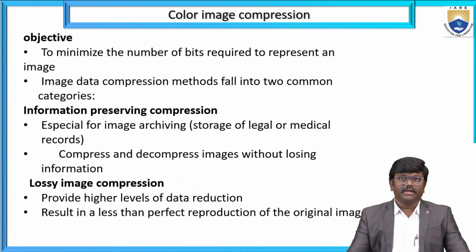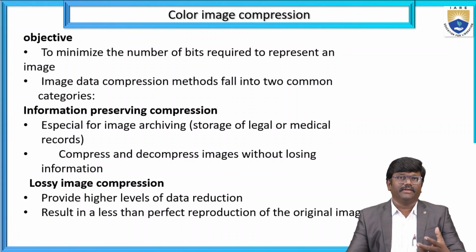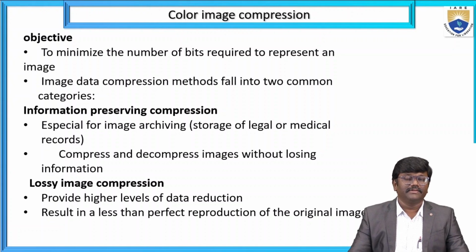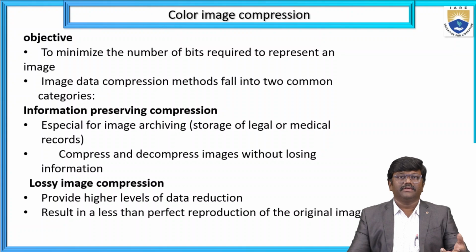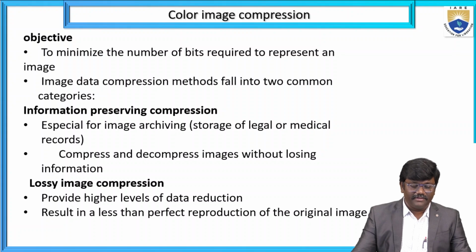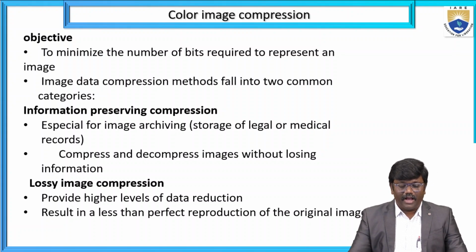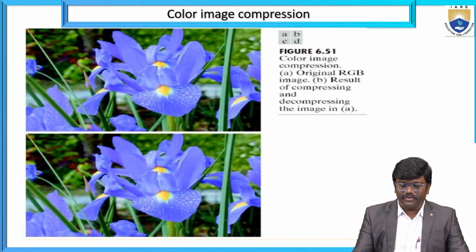Coming to color image compression, we understand it as the objective of minimizing the number of bits required to represent an image. Image data compression methods fall into two common categories. Number one, information preserving compression, especially for image archiving, that is, storage of legal or medical records. Next, the second one is lossy image compression, which provides higher levels of data reduction that result in a less than perfect reproduction of the original image. So one may effectively observe the choice between the two.